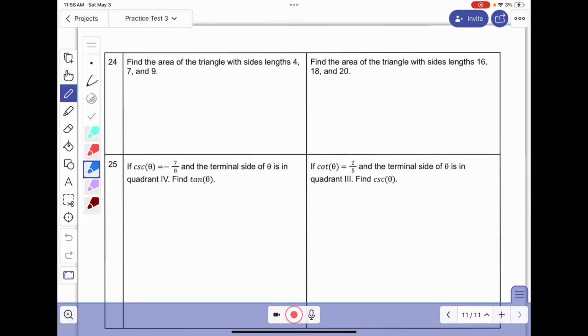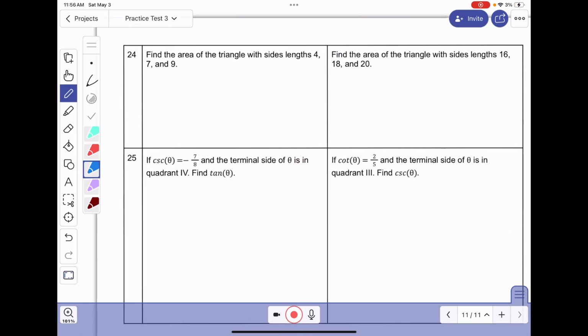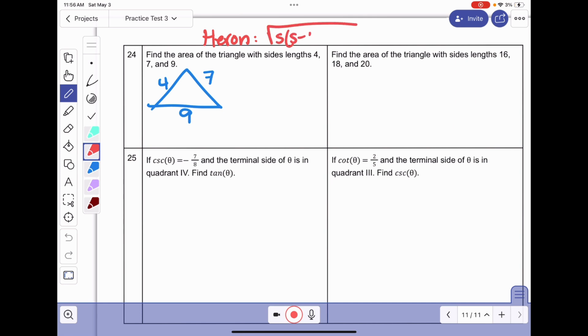All right, 2 more questions. Find the area when the triangle has side lengths of 4, 7, and 9. So we know the 3 sides, so we're going to use Heron's formula, which is the one with S times S minus A times S minus B times S minus C. This is on the note sheet. First, we find S. So we add the sides together and divide by 2. So I get 10.